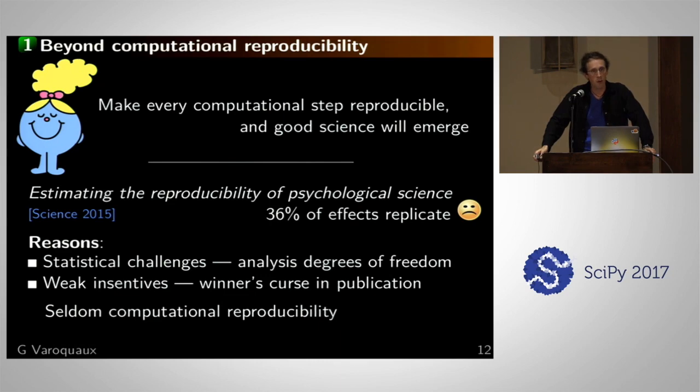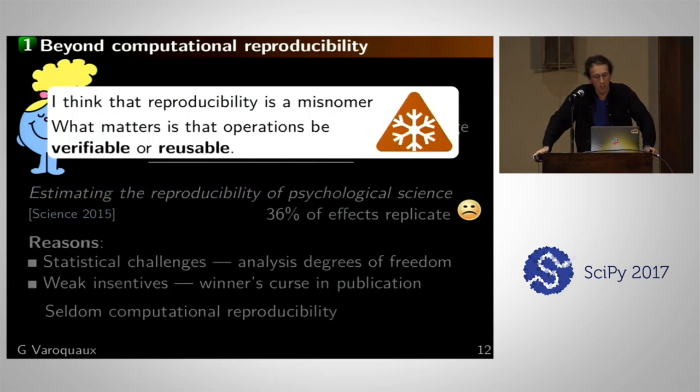So if you look at the problems here, very seldom is it a computational reproducibility problem. We like to pick up the small number of cases where it has been a computational reproducibility problem. But the problem of science is not only computational. I guess that doesn't surprise you. So I think that reproducibility is a misnomer, or maybe just a too small concept. And for computational science, what matters is that operations are verifiable to build trust, and ideally reusable.